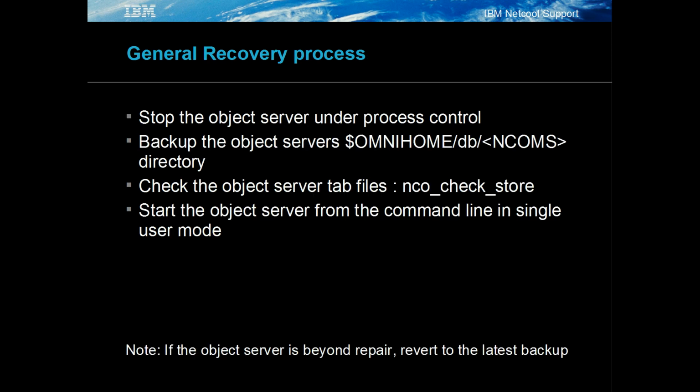To recover the object server, use the following process. Stop the object server, back up the object server DB files, check the object server's tab files using nco_check_store, and start the object server from the command line in single user mode. If the check_store command reports an issue, revert the system to the latest object server backup.